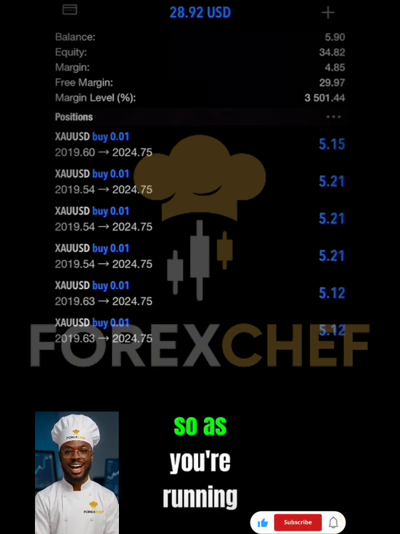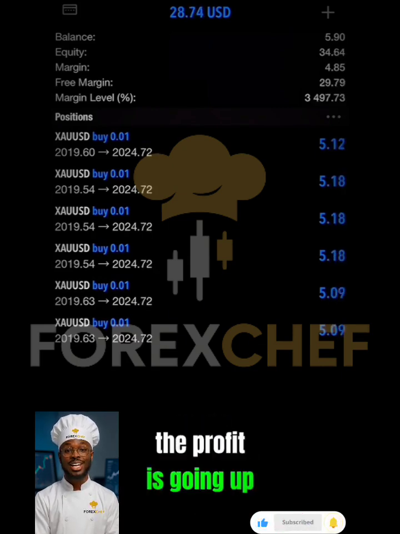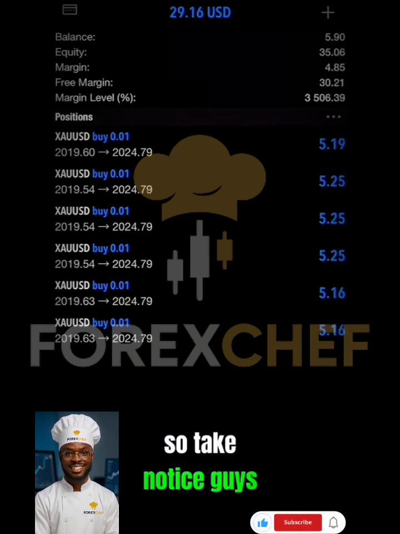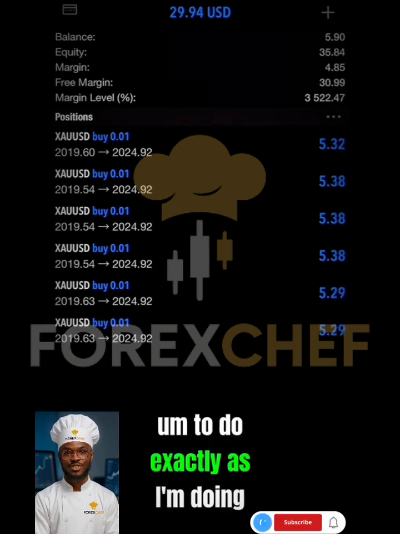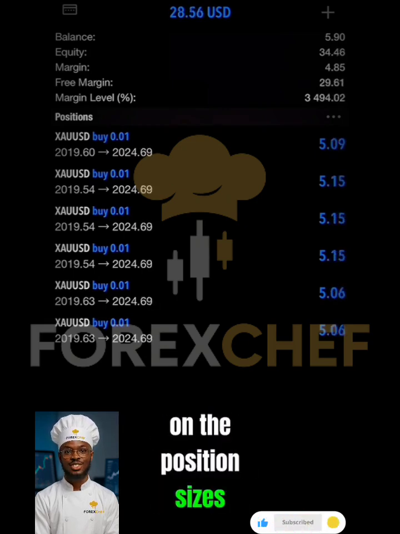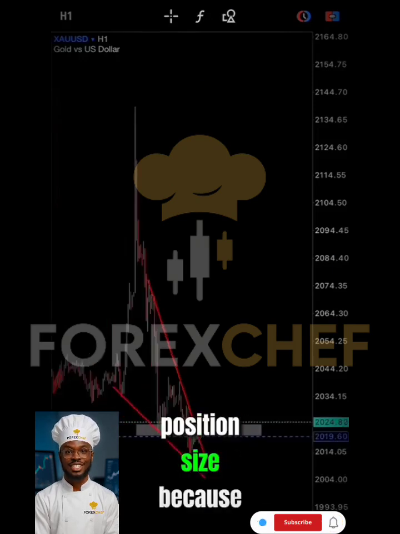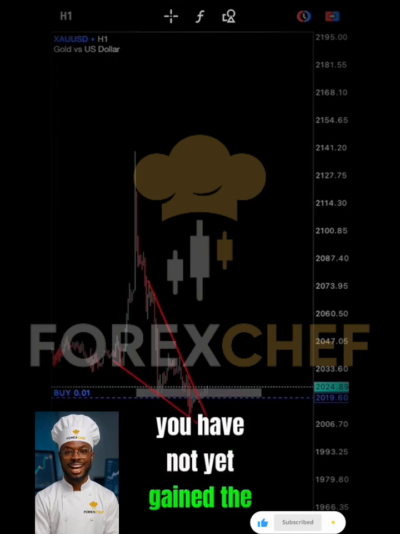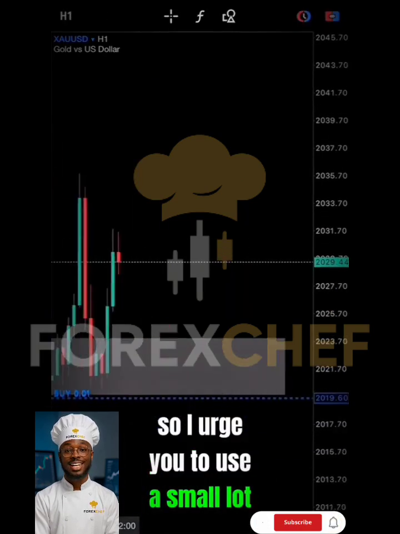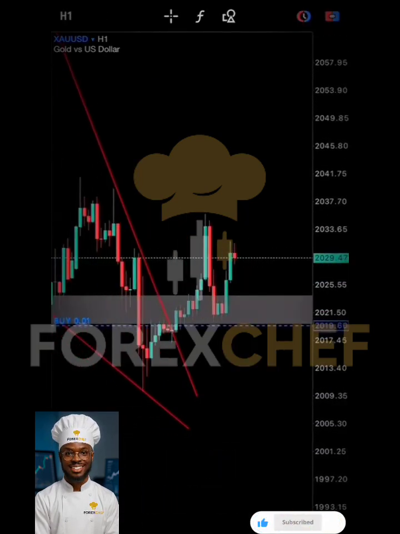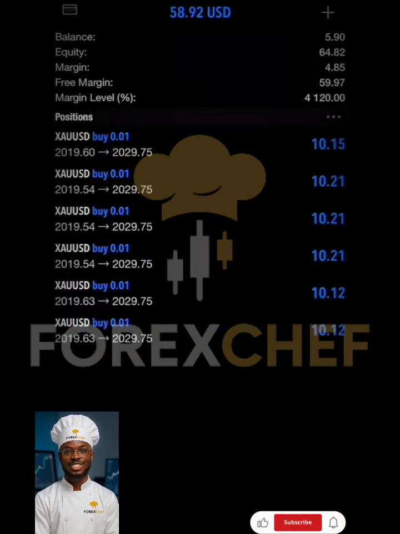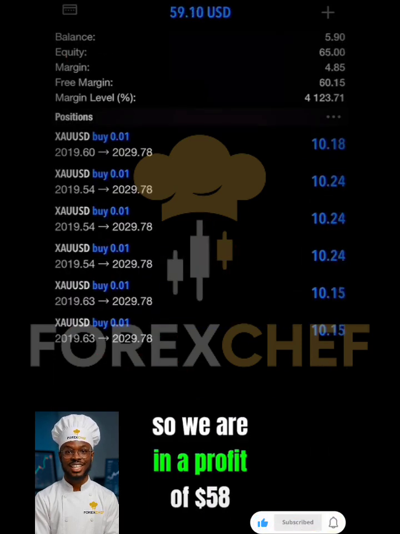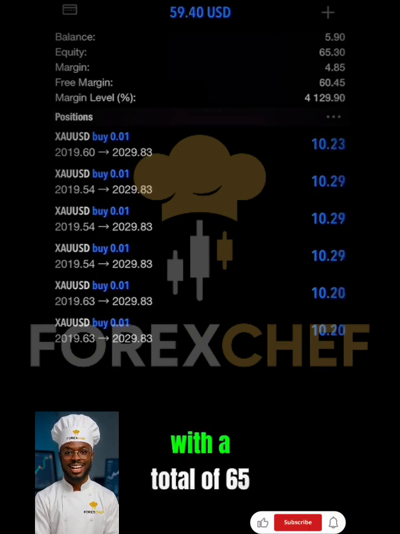As we are running through it, the profit is going up. So take notice, guys, I'm not urging anyone to follow me here to do the extra things I'm doing on the position sizes. I urge you to use a small position size because you have not yet gained the experience. So I urge you to use a small one. After some time, it has gone up, so we are in a profit of $58 with a total of 65.